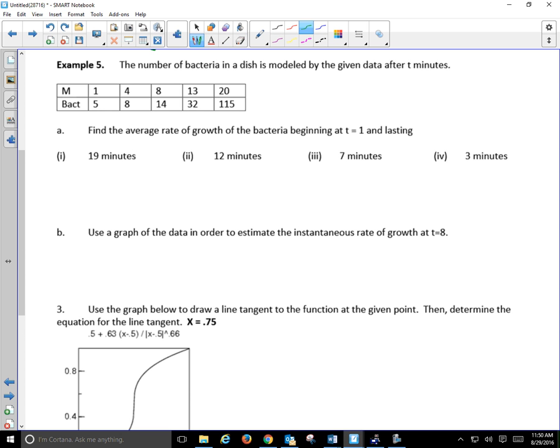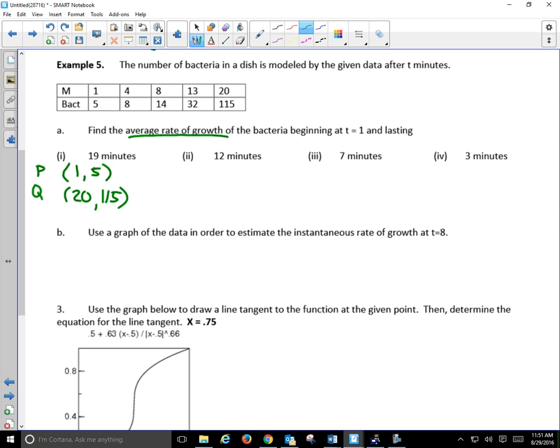So it says find the average rate of growth. Average rate of growth requires how many points? Requires 2 points. So we will look for a point P and a point Q, okay? Beginning at time equals 1. So what's my first coordinate? At time 1, how many bacteria are there? 5, okay? And at point Q, so it's going to last for 19 minutes. If it's lasted 19 minutes, what time is it? It's time 20.